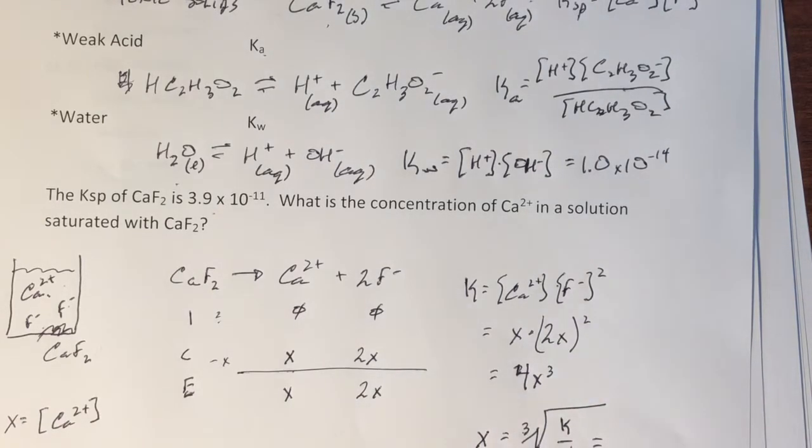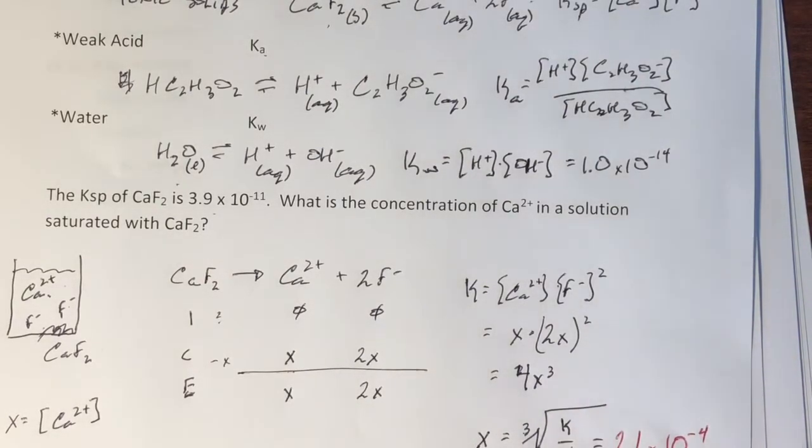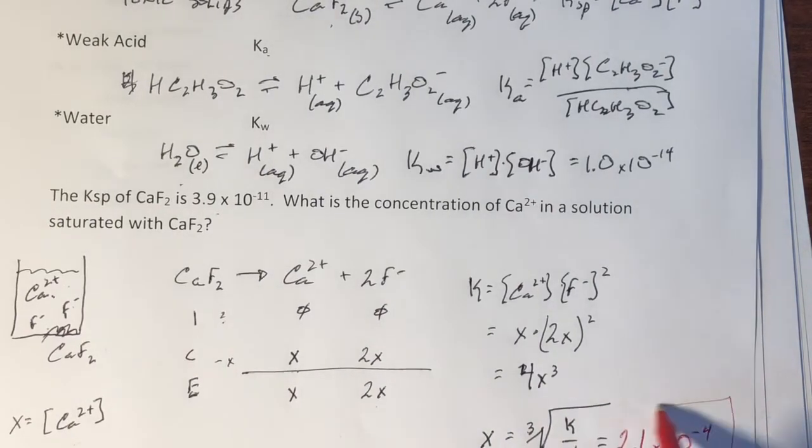And if I pull out my calculator and work this out, what do I get here? So it works out that I get 2.1 times 10 to the minus 4. And remember, this is the concentration of calcium ion. That's what we defined X as. The fluoride concentration would be twice that. All right, so there's my answer there.